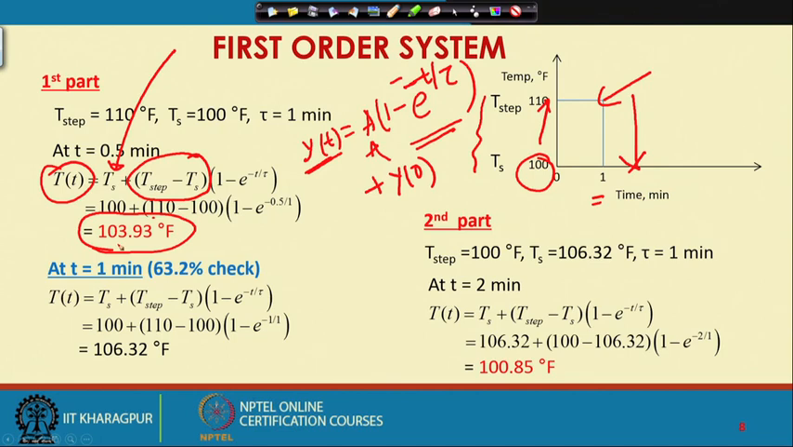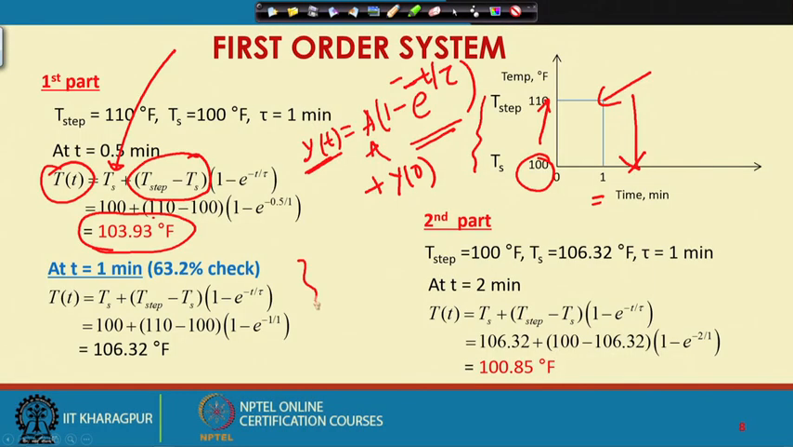The thermometer was there in the water bath of 110 degree Fahrenheit for 1 minute. So, I must know what was the temperature shown by the thermometer at time t equal to 1 minute, because that temperature will be the initial value for the step response when they bring back the thermometer from 110 degree Fahrenheit to 100 degree Fahrenheit. So, let us now compute the temperature indicated by the thermometer after 1 minute. Again, it is a straightforward application of this equation.